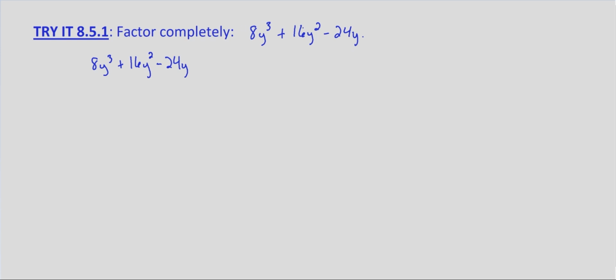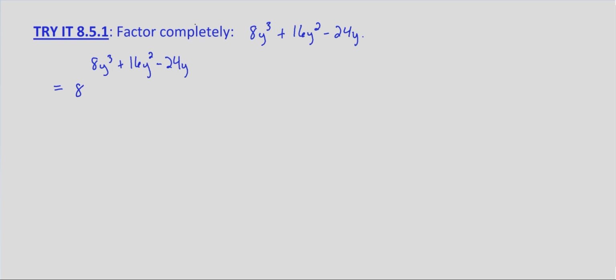So we have 8, 16, and 24 as our coefficients, negative 24. But if the leading coefficient is positive, we're not factoring out a negative. So we're just looking at the actual numerical values, 8, 16, and 24. What is the greatest common factor of those coefficients? Well, 8 goes into all of them. 8 is 8 times 1, 16 is 8 times 2, 24 is 8 times 3. So we know we can factor out an 8.